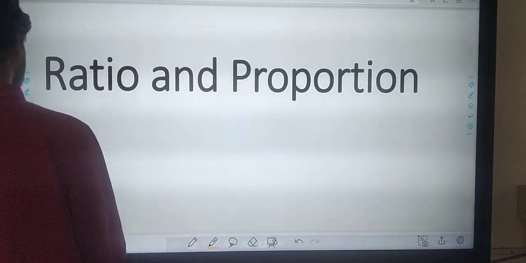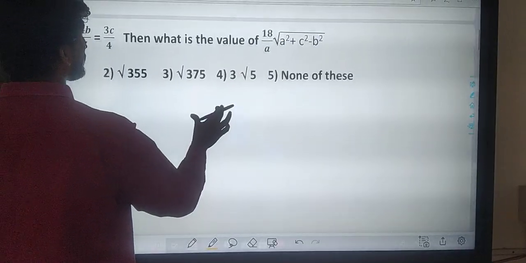Now we see the examples on ratio and proportion here.